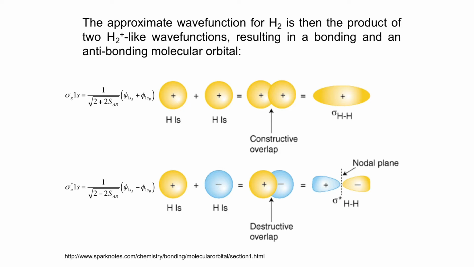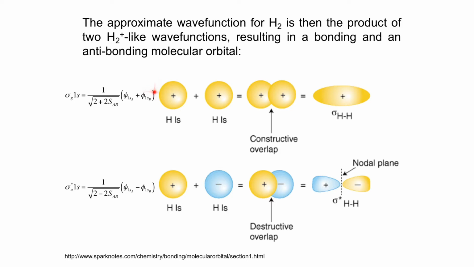So we've already talked about previously how the approximate electronic wave function for hydrogen is a product of two H2 plus-like wave functions. This is exactly analogous to approximating our helium atom wave function by the product of two hydrogen-like wave functions. So we are essentially combining a 1s type orbital on atom A and a 1s type orbital on atom B.